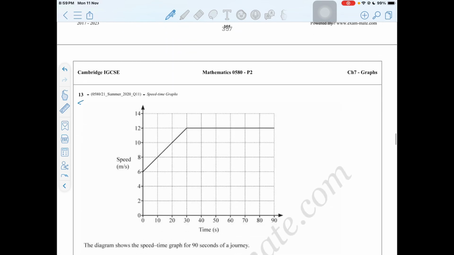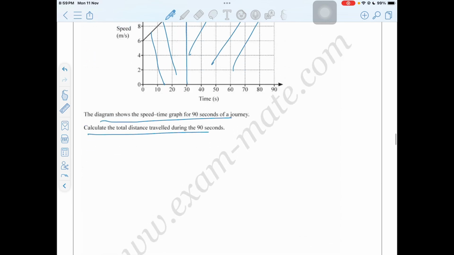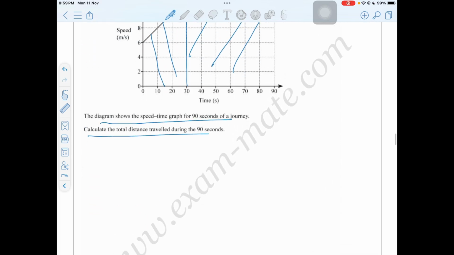Moving on to question number 13. The diagram shows the speed time graph for the 90 seconds journey. Calculate the total distance during the 90 seconds journey, right? So first let's break this down. This would be a trapezium, this would be a trapezium, and this would be a rectangle again, right? We'll be adding these two to get our final total distance, right?